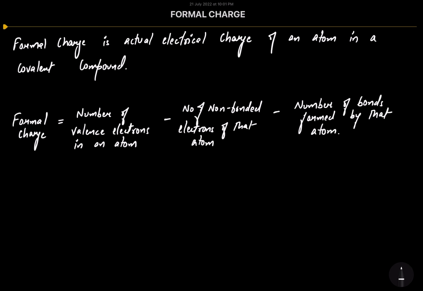in a covalent compound. So what is formal charge? The number of valence electrons in an atom minus the number of non-bonded electrons of that atom in a covalent compound. Let me write this completely. Minus the number of bonds formed by that atom in a covalent compound.